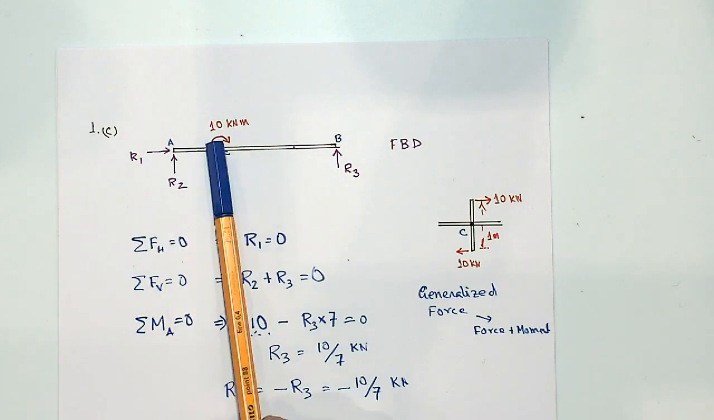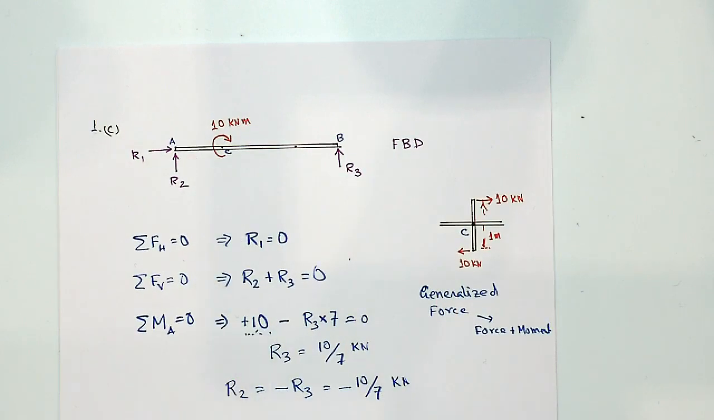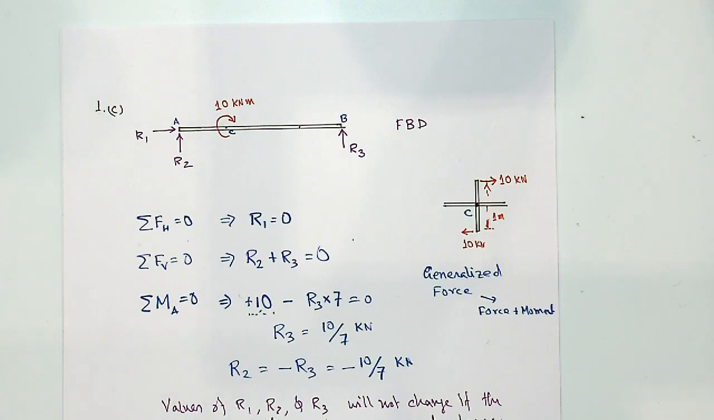If this moment was at any other point on this structure, still R1, R2 and R3 would be the same. So the values of R1, R2 and R3 will not change if the location of the 10 kilonewton moment changes, so it will not depend on the moment.